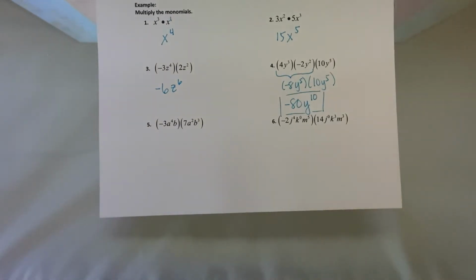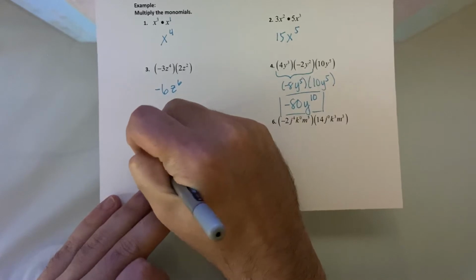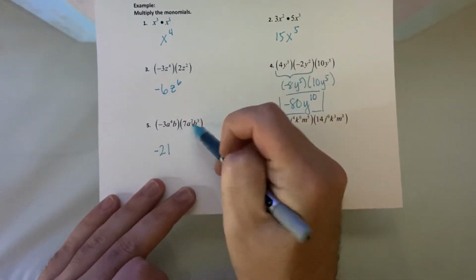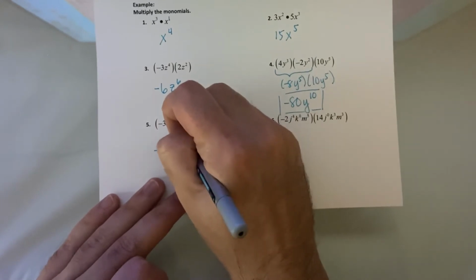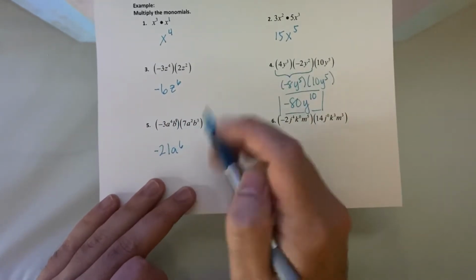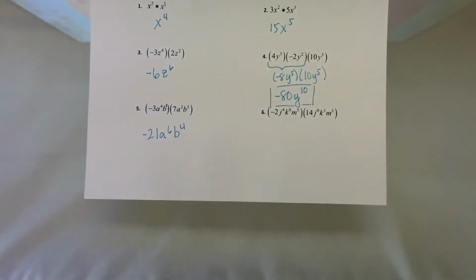Negative 3a to the 4th b times 7a squared b cubed. Negative 3 times 7 is negative 21. A to the 4th times a squared is a to the 6th. Now this b is b to the 1st. B to the 1st times b cubed is b to the 4th. And if there's a 0, you're adding 0 to something. Remember, anything to the 0th power is the equivalent of not being there at all. So just keep that in mind, and I will let you do 6 on your own.